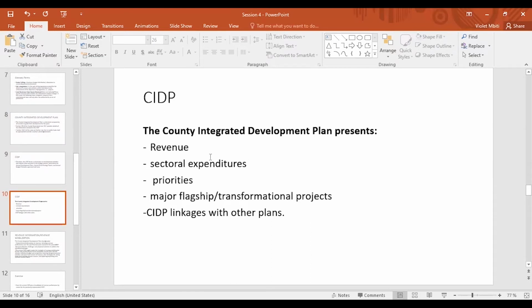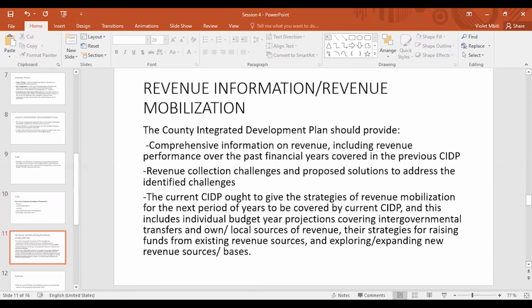So the county integrated development plan presents these key issues. Number one, revenue. Number two, sectoral expenditures. Number three, priorities. Number four, major flagship or transformational projects. And number five, CIDP linkages with other plans. So we are going to start with the revenue information or revenue mobilization.